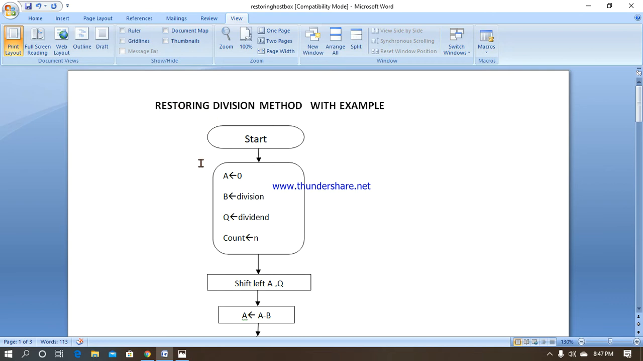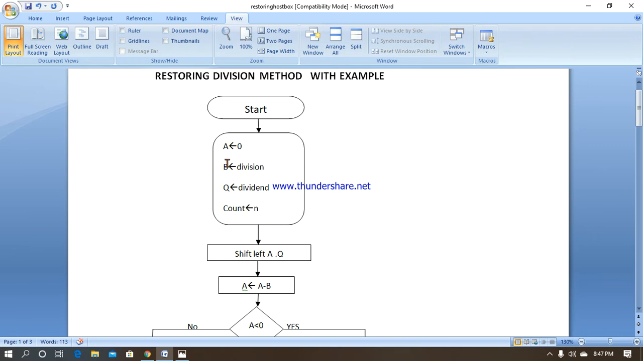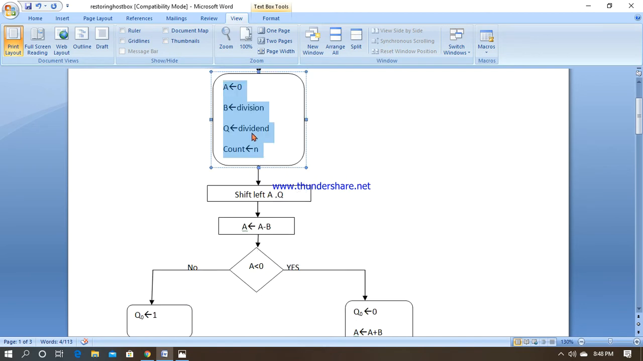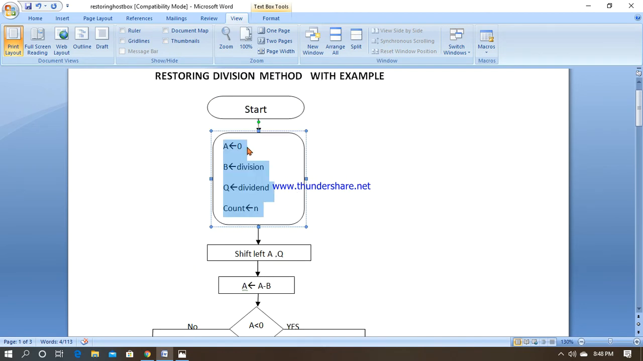That is the restoring division method here, where you have a start and we have to initialize A equal to 0, B is the divisor, and Q is the dividend, and count is the number of bits, whether you have 4 bits or 7 bits, whatever. Mostly we try to do 4-bit operations here with simple binary numbers. The first step is to initialize the accumulator register to 0, and the B and Q registers: B is the divisor and Q is the dividend.